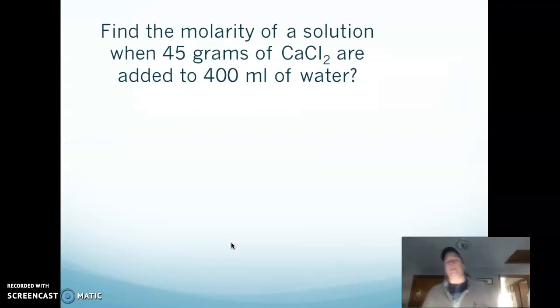So we're going to find molarity. Again, this is the most common way of doing concentration in chemistry. Molarity is moles divided by liters. I have 45 grams of calcium chloride and I have 400 milliliters of water. I don't have moles and I don't have liters, but I can switch these easily.